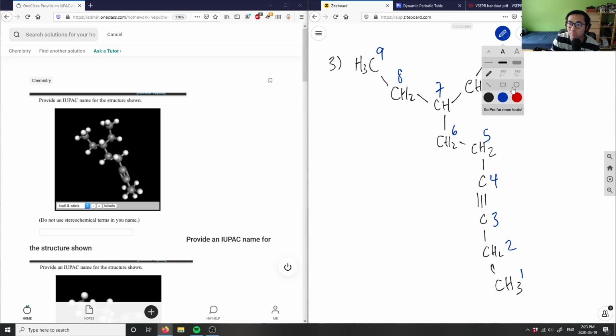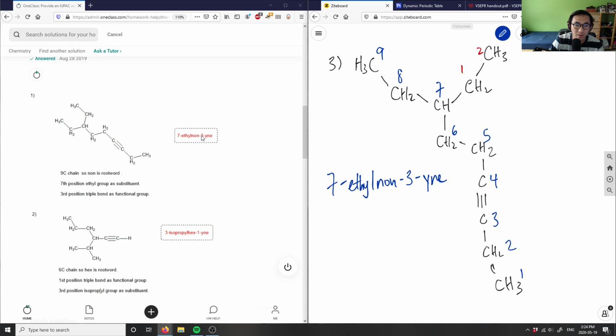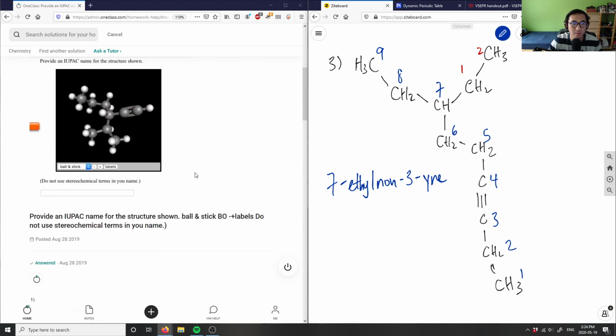And then my functional group is, I have an ethyl group on 7, right? So I can say my naming here would be, I'll write this in blue, 7-ethyl. And then my longest chain here is non, right? So I have non. And then my triple bond here is on carbon 3. So non-3-yne. So 7-ethylnon-3-yne is going to be my answer for the solution. And as you can see, 7-ethylnon-3-yne here is also correct. So this number 1 is good.